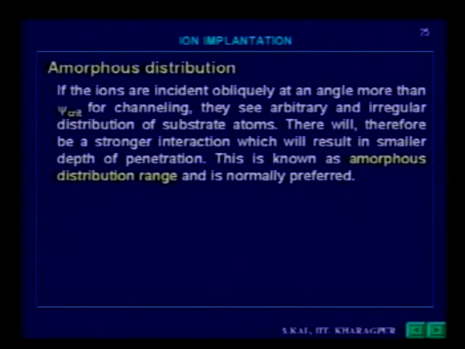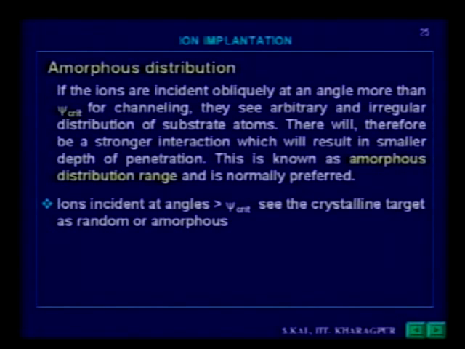All implantation processes produce an amorphous layer, and the amorphous distribution range is normally preferred. Ions incident at angles more than psi critical see the crystal target as random or amorphous. When the incident angle at the surface is more than psi critical, those impurity atoms see the crystalline target as random or amorphous.